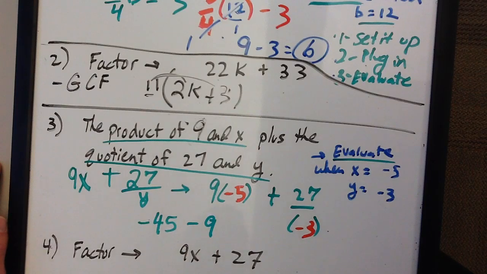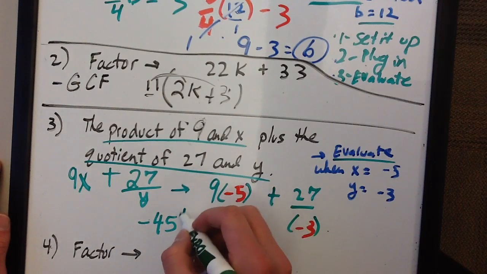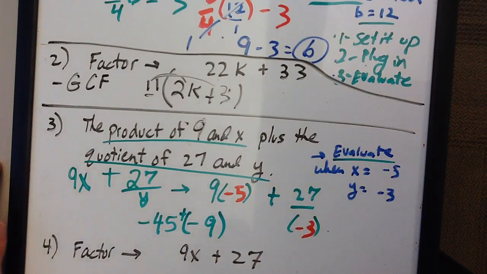Okay? Now here you could have negative 45 minus 9, or you can have negative 45 plus negative 9. It's the exact same thing. We talked about this way back in chapter 1. Adding a negative is the exact same thing as subtraction. So here I have negative 45 plus negative 9. I am adding 2 negative numbers.